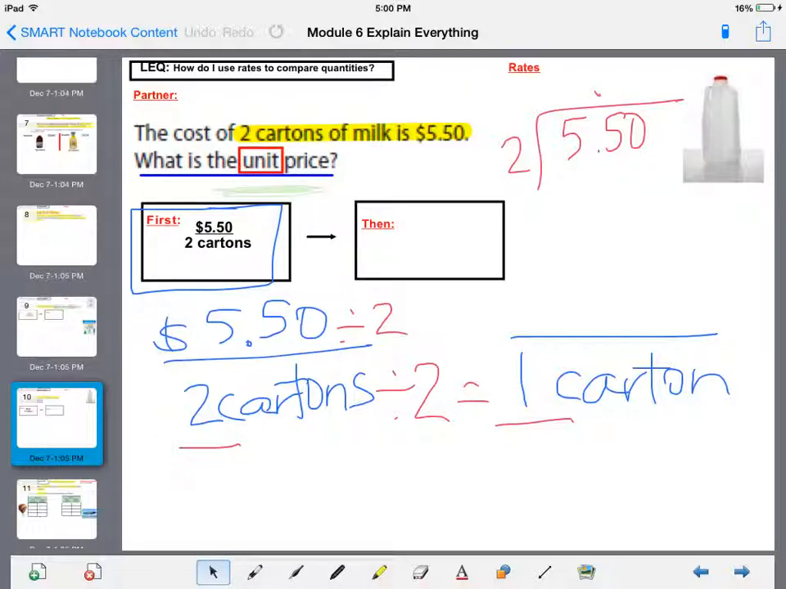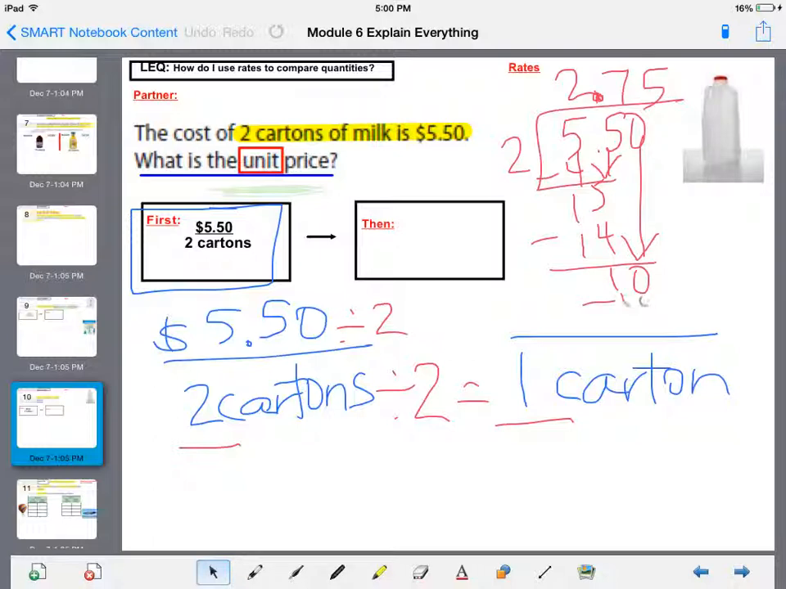We're going to bring up the decimal point. 2 goes into 5 2 times. We take 4 from 5. We get 1. Bring down the 5. 2 goes into 15 7 times. 7 times 2 is 14. We take that from the 15. We're left with 1. And our final number to bring down is 0. So 2 goes into 10 5 whole times. And our answer then would be $2.75 to 1 carton of milk.